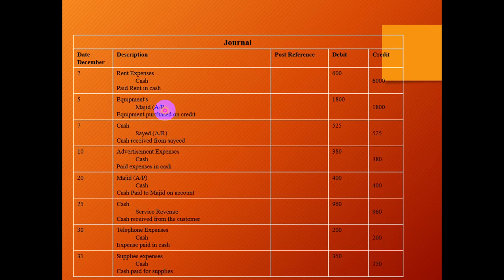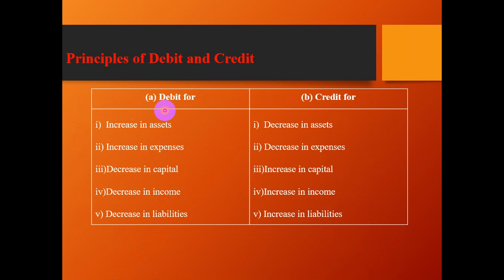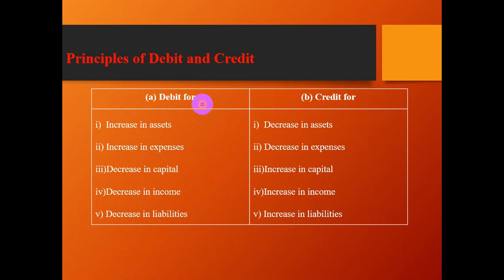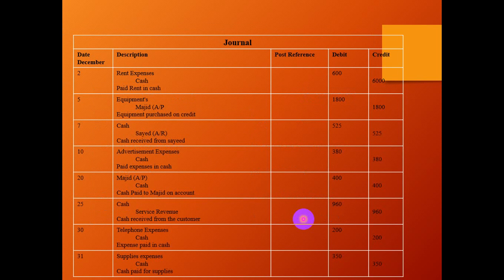So equipment is an asset. Is the asset increasing or decreasing? Obviously it increases, and an increase in asset has a debit balance. So equipment has a debit balance here. Majid is my liability, account payable. Is the liability increasing or decreasing? Increasing. So when it increases it has a credit balance. An increase in liability has a credit balance, right?